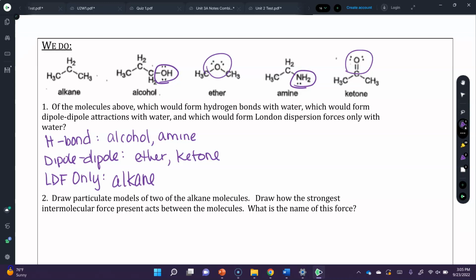Then the alkane is capable of only London dispersion forces because it is super nonpolar, and thus only London dispersion forces are capable in it.